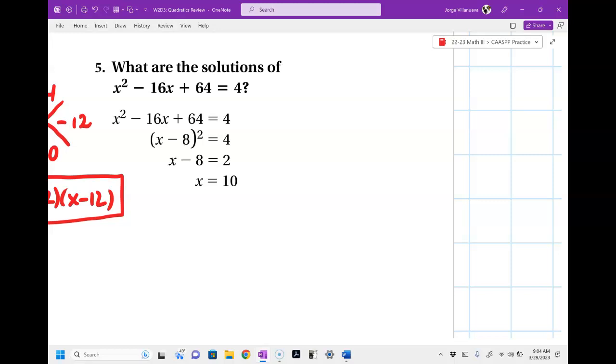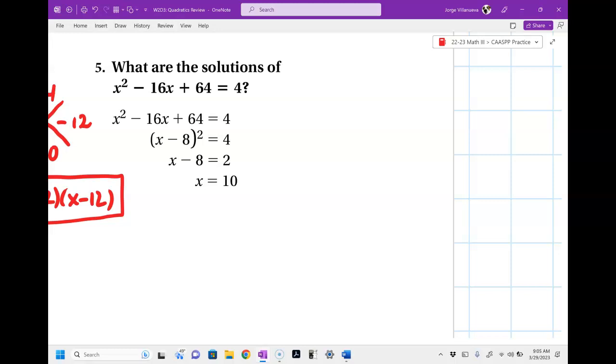Then what did they do next? How did they get x minus 8 squared equal to 4 to become x minus 8 equal to 2? They took a square root. If you take a square root of x minus 8 squared, it does become x minus 8, and 4 does become 2. And then they added 8, they got x equal to 10. Did they do anything wrong to solve this?